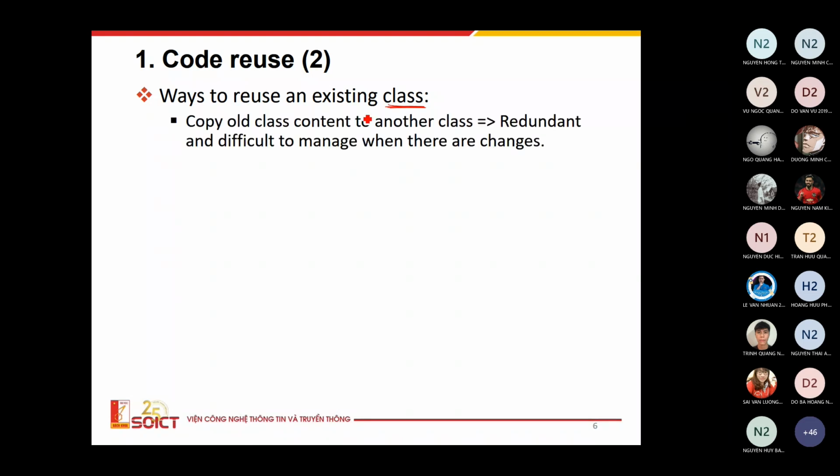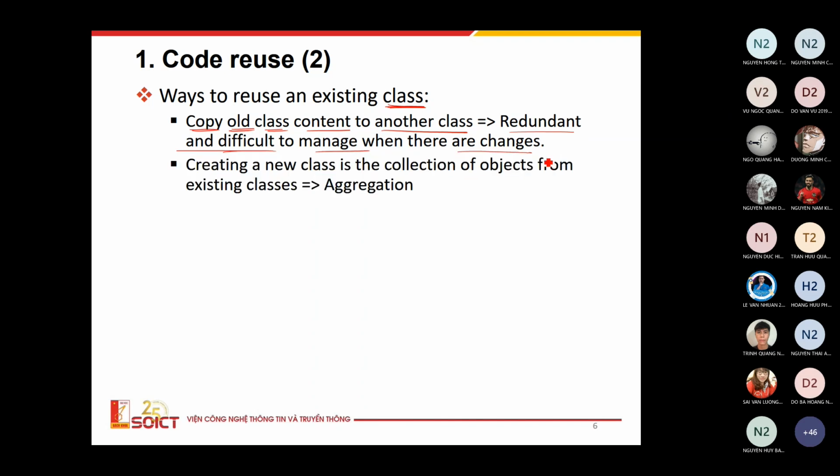And for the class, how can we reuse an existing class? Firstly, we can copy the old class content into another class. Of course, this way is a little redundant and difficult to manage when something changes in the original class. The second way is to create a new class, which is a collection of objects from other classes, and we call it aggregation.